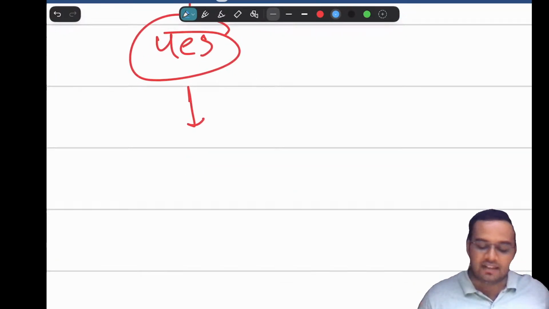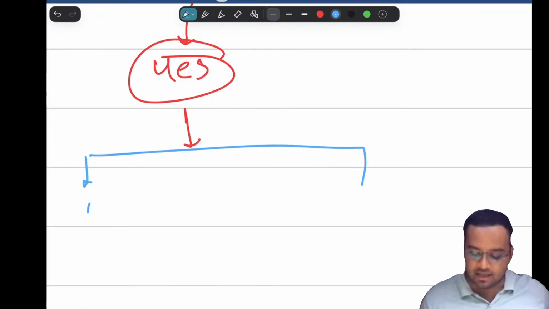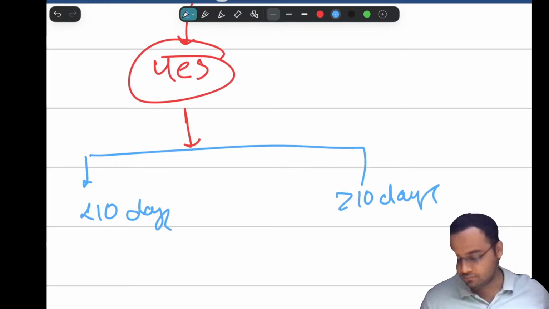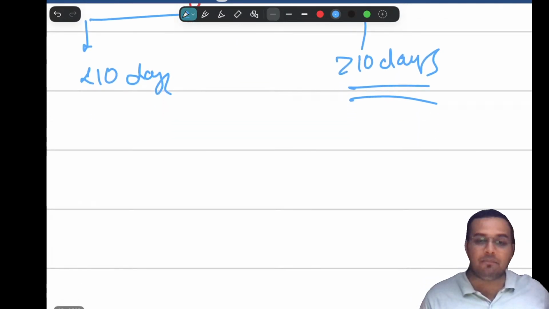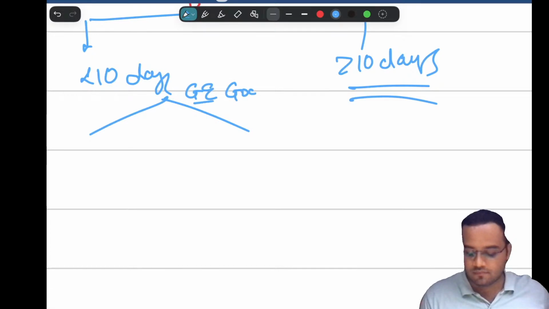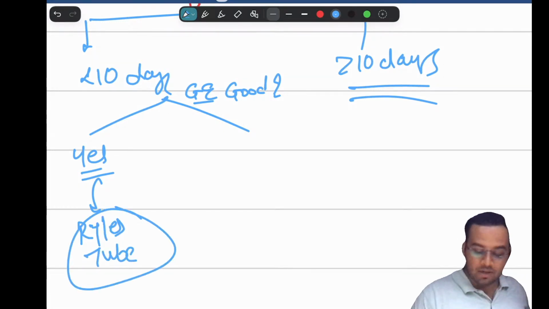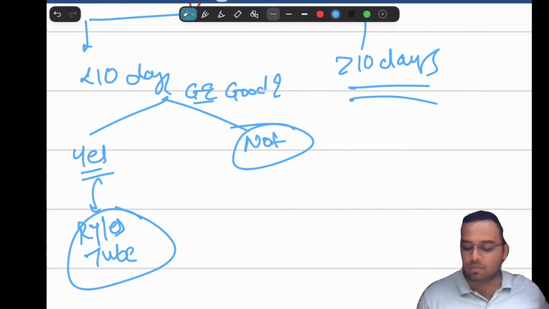But if the GI tract can be used, then again same answer. For how many days are you requiring nutrition? Less than 10 days or more than 10 days? So if the gastric emptying is going to be good, again for less than 10 days, then you can straight away put a Ryle's tube. But if the gastric emptying is not going to be good, then you are going to put a nasojejunal tube.